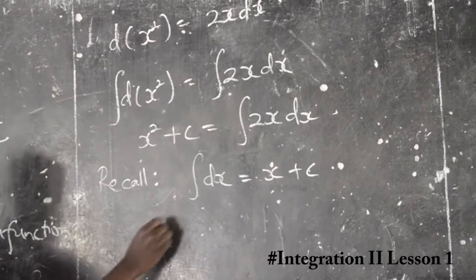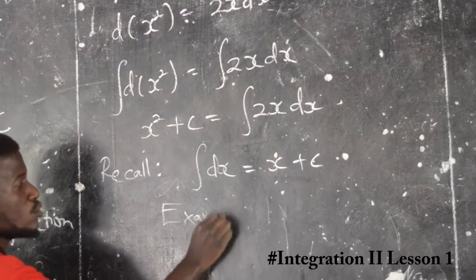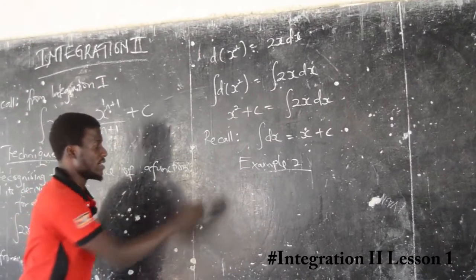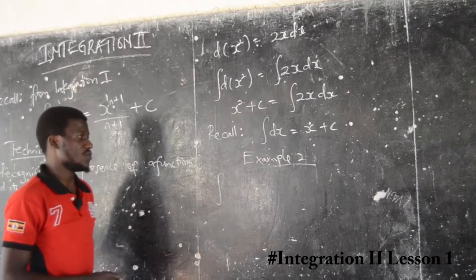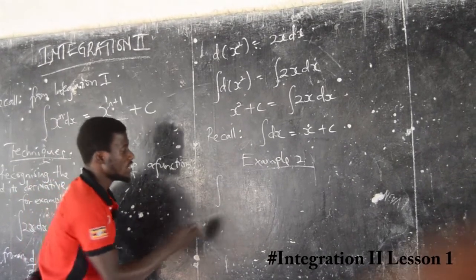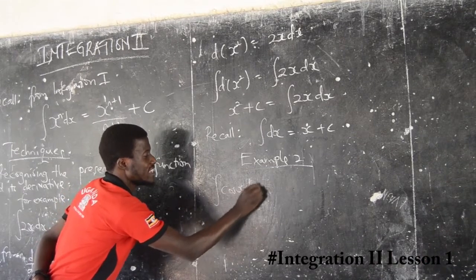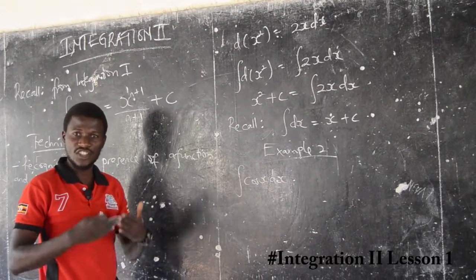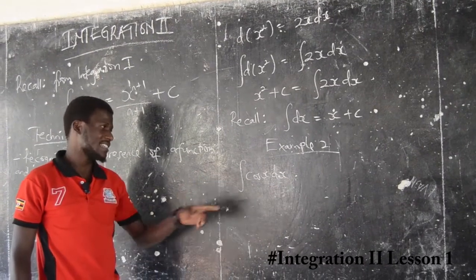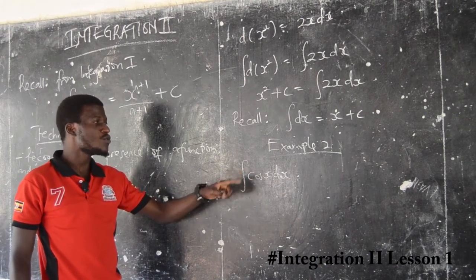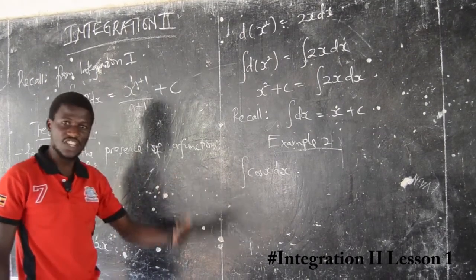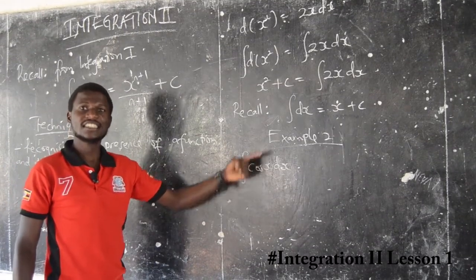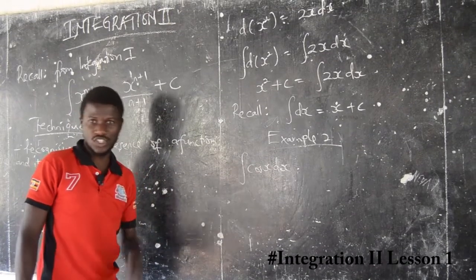Therefore, I can give you another example. Example 2. For example, they can tell you to integrate a trigonometrical function, like integrate cos x dx. So if you're recognizing the presence of a function and its derivative, how do we apply that technique here? We are going to try to guess what they differentiated to get a cos. You all know that when you differentiate sine, you get a positive cos.